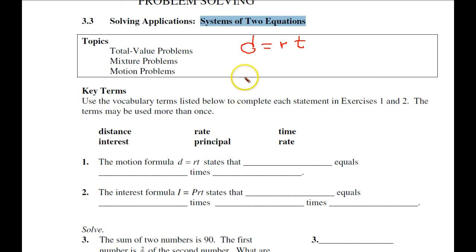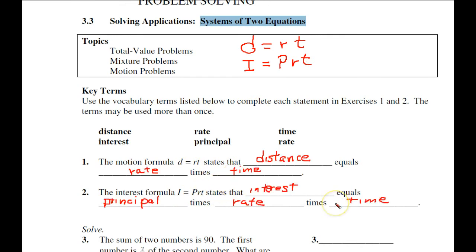And then the other that we mentioned earlier was interest problems, where interest equals principal, the amount of money you invest, times the rate, the percentage at which you're going to earn money, and the time. So let's get these in the right place. We'll pause. Again, we've gone over these, but as a double check.